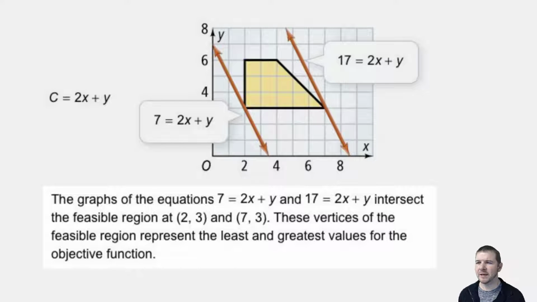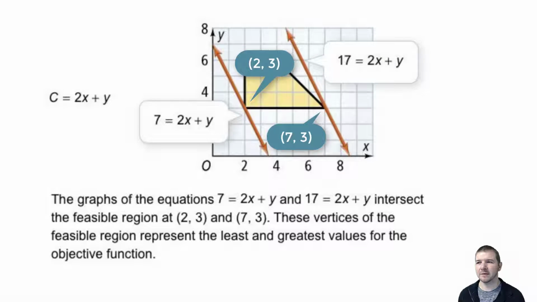The graphs of the equations 7 equals 2x plus y and 17 equals 2x plus y intersect the feasible region at the points (2, 3) and (7, 3). These vertices of the feasible region represent the least and greatest values for the objective function.